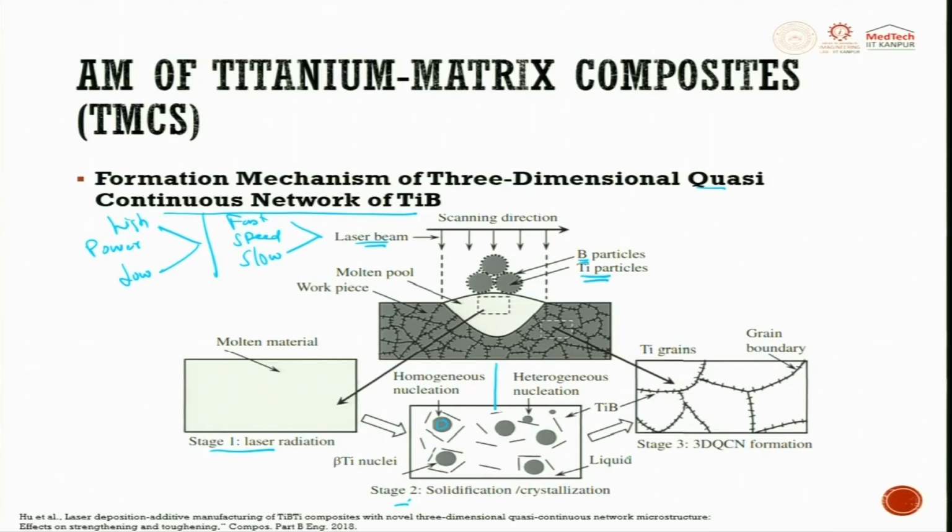Now, from the solidification phase it will move towards the last phase of DQCN formation, which is nothing but dimensional quasi continuous network formation. You can see here this is the grain boundary, you have Ti grains and then TiB sitting along the grain boundary. So, this is how you get this TiB getting formed.